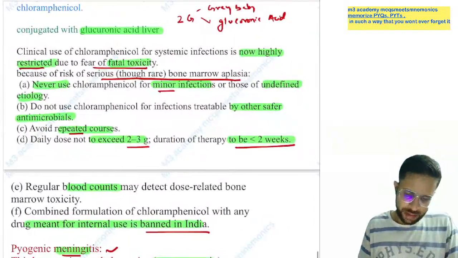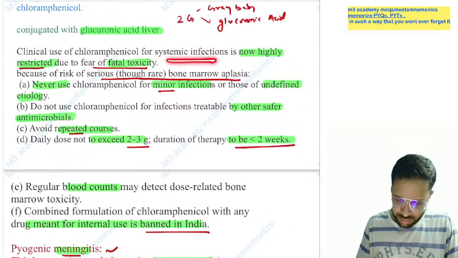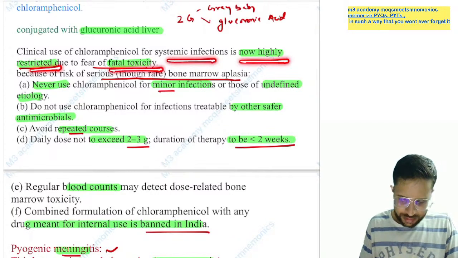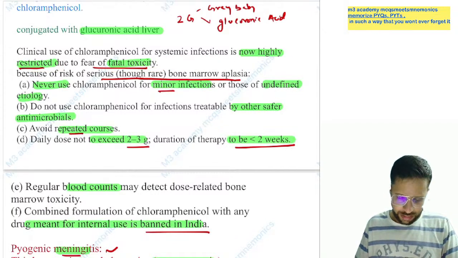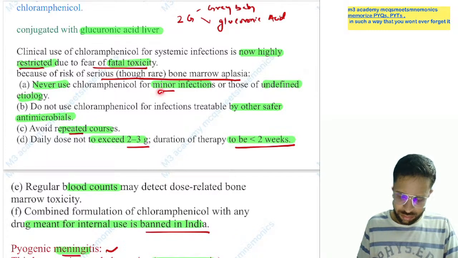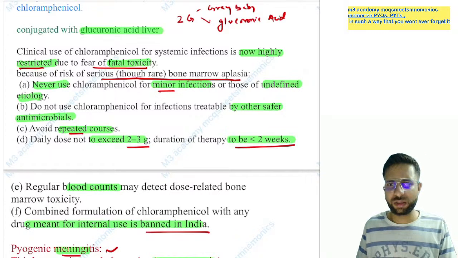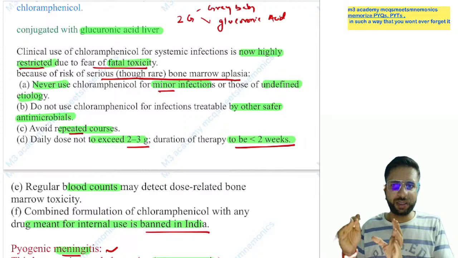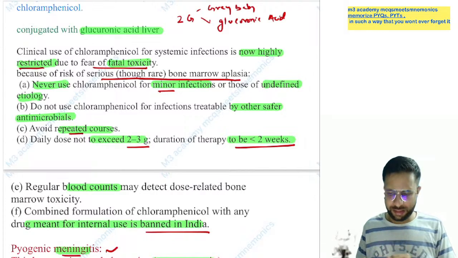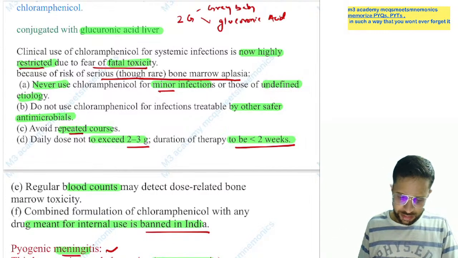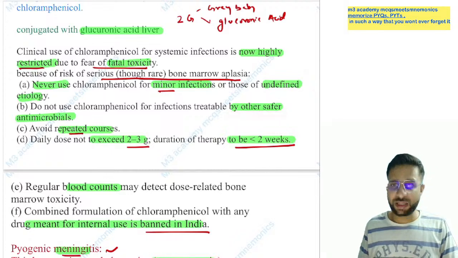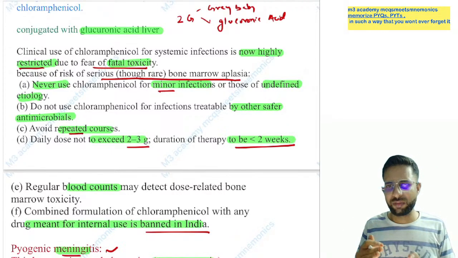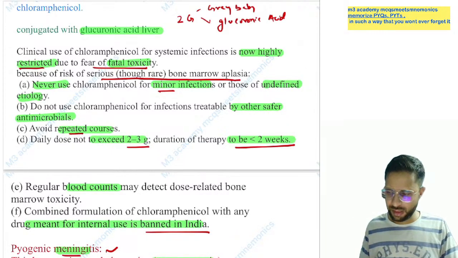The clinical usage of chloramphenicol for systemic infection is now highly restricted due to fatal toxicity. What toxicity can occur? Bone marrow suppression can occur. So never use chloramphenicol for minor infections, or those of undefined etiology. If another safer antibiotic is available, we will use that instead.